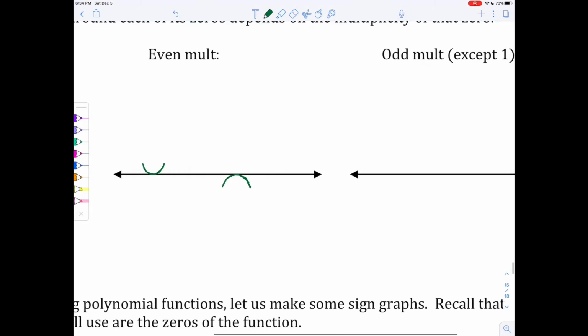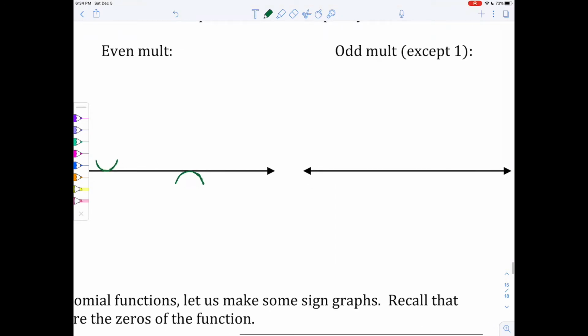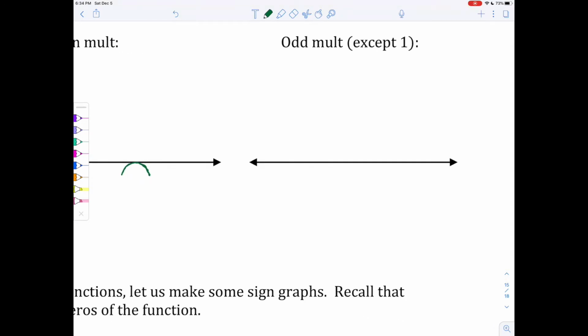And then finally, if we have an odd multiplicity other than 1, it's going to go through, but it's going to wiggle a little bit. So maybe we go from positive to negative, so it's going to curve into that 0, and then say, you know what, I'm going to keep going here. Or going from negative to positive, same thing. It's going to come up here, approach a 0 really gradually, and maybe it'll bounce back. Psych, I'm going to go through. So those are what the graph will look like at that 0.